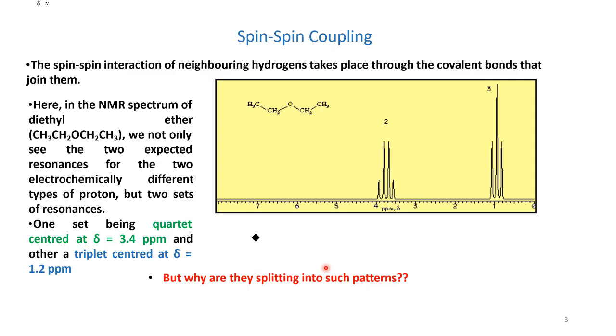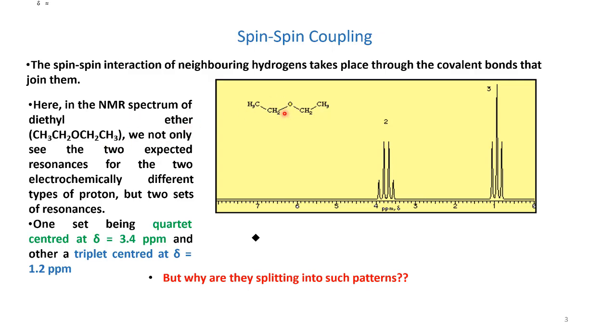Then there is a spin-spin coupling. So here, as you can see, multiple peaks are coming for a single spin. So how is it happening? Why are we getting multiple peaks? As you can see from here, in the third carbon we get 3 peaks, and in the second one we are getting 4 peaks. So why is it happening? The spin interaction of neighboring hydrogens takes place through the covalent bonds that join them. So the neighboring atoms will also be affecting its signal.